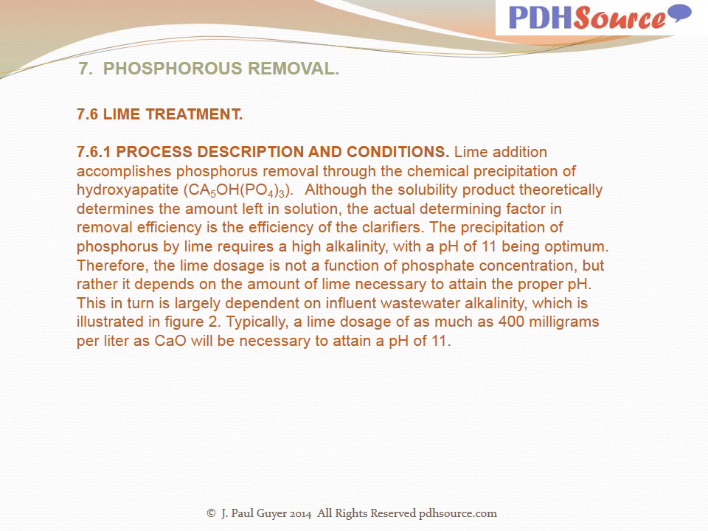The precipitation of phosphorus by lime requires a high alkalinity, with a pH of 11 being optimum. Therefore, the lime dosage is not a function of phosphate concentration, but rather it depends on the amount of lime necessary to attain the proper pH. This in turn is largely dependent on influent wastewater alkalinity. Typically, a lime dosage of as much as 400 milligrams per liter as calcium oxide will be necessary to attain a pH of 11.